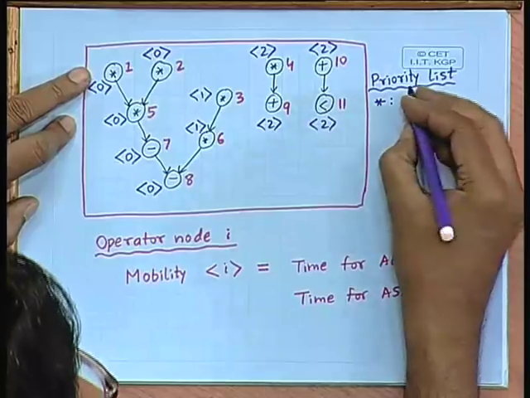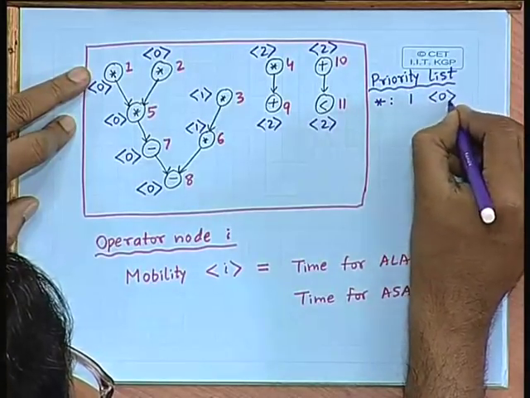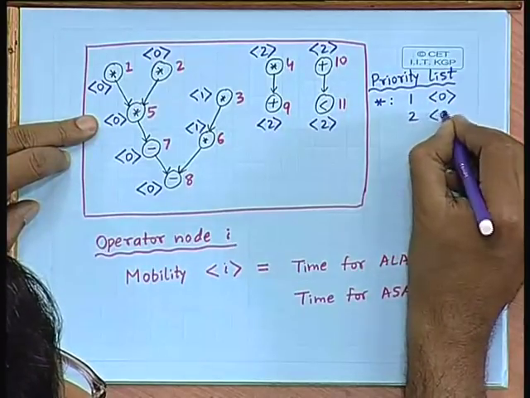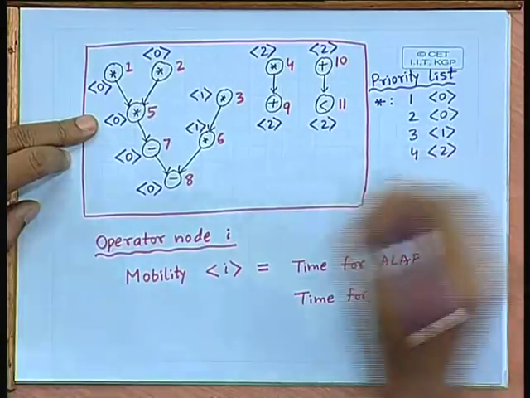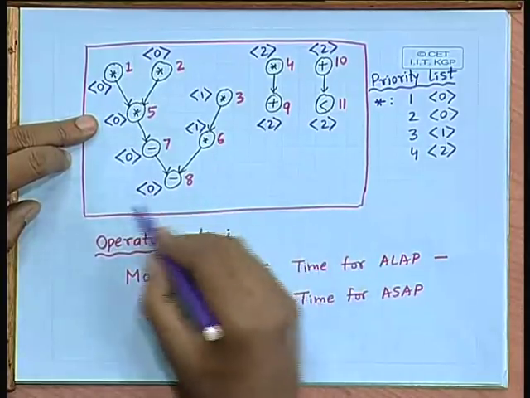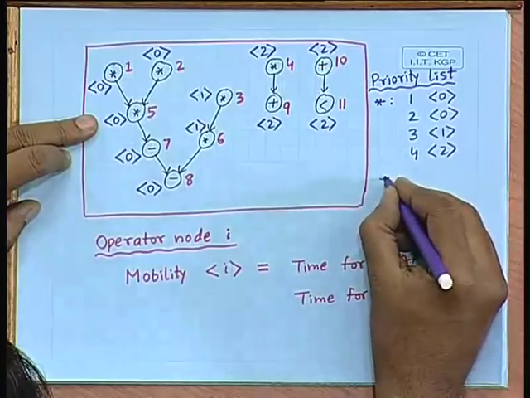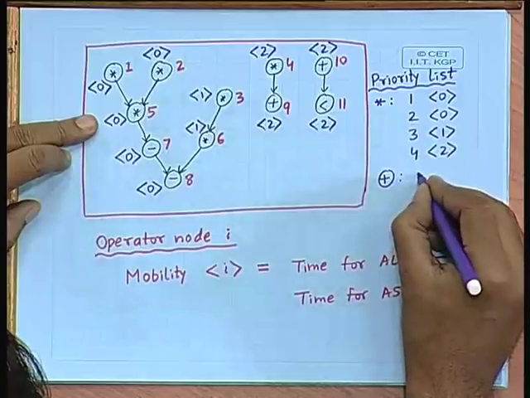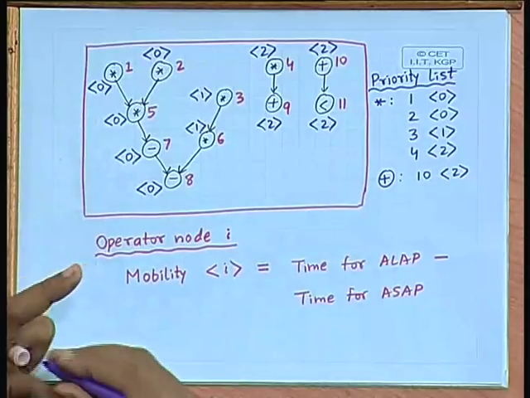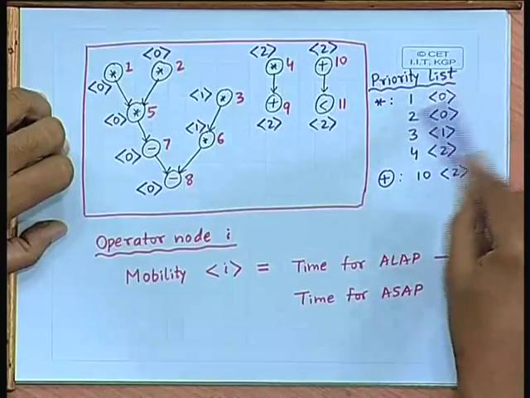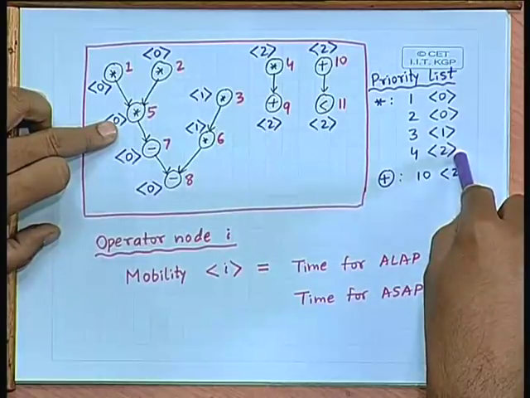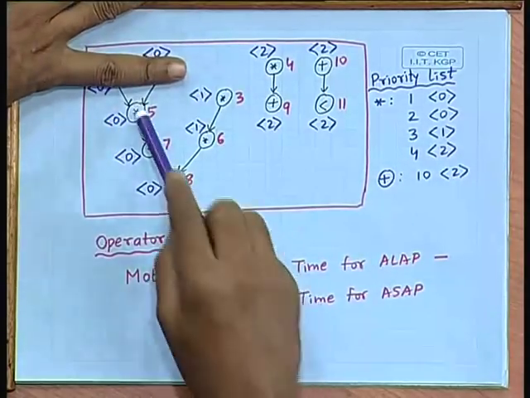So, the initial priority list will contain node number 1 with a mobility of 0, node number 2 with a mobility of 0, node number 3 with a mobility of 1, and node number 4 with a mobility of 2. Other than this, the only other operator which is ready in the beginning is this addition. So, there will be another entry for this addition, node number 10 with a mobility of 2. As you go on allocating the operators to time steps, some entries will get removed from the priority list and some new entries will get in. For example, if we assign 1 and 2, now 5 will be the new node coming in. If you assign 3, 6 will be the new node coming in.